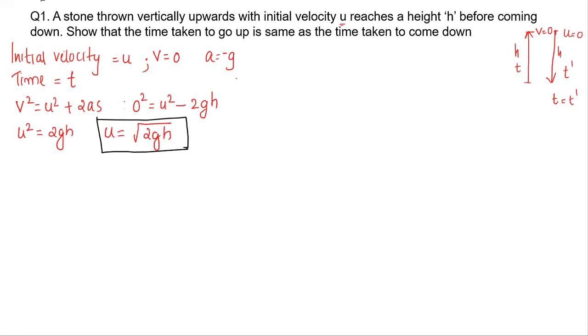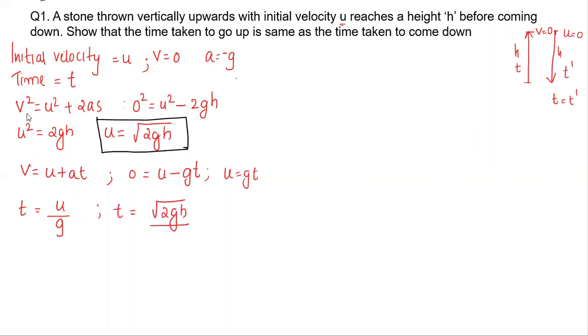But we want to find out time. So from Newton's first equation of motion, v is equal to u plus at. Substitute the values. v is 0. 0 is equal to u minus gt, because a is equal to minus g. Take minus gt to the other side, you will get u is equal to gt. So what is t? u upon g. We know the value of u, that is, t is equal to under root 2gh upon g.